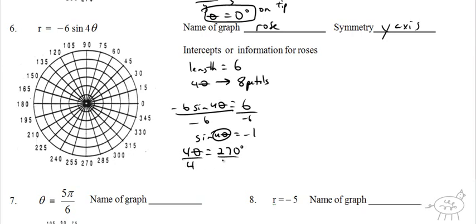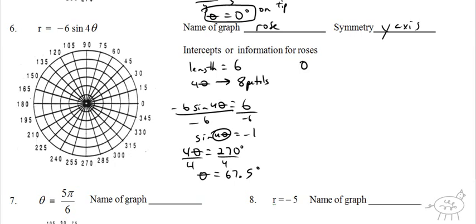I divide by 4, and I get theta is equal to, well, that's kind of a weird number, but that's okay. If you put it in your calculator, you wind up getting 67.5. So that's the location of one petal. That doesn't mean it's going to start there. In fact, what happens is, do you guys agree?